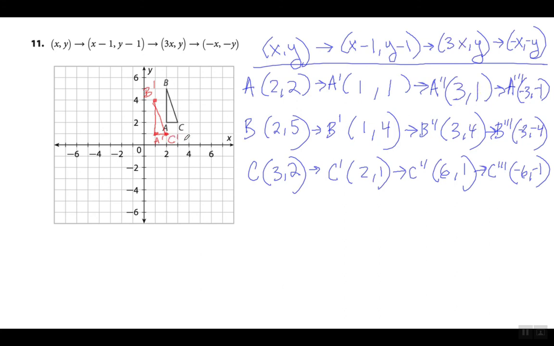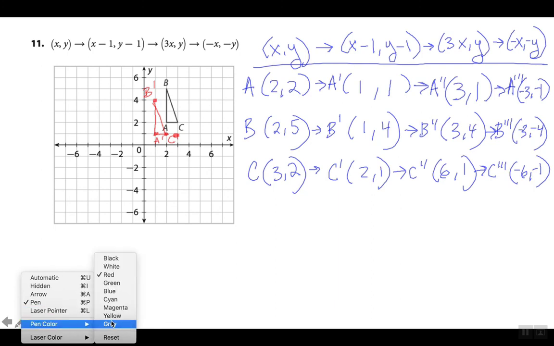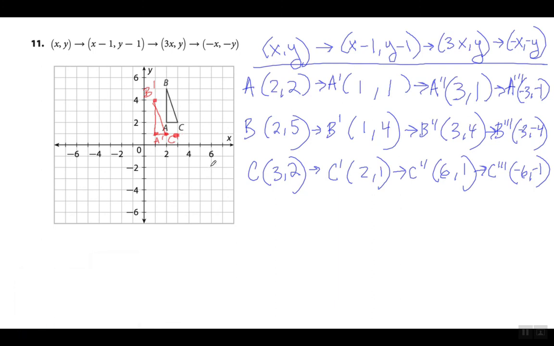A double prime is at 3, 1. You know what, let me use a different color because they're too close to each other. Let me try blue. It's about to get a little messy because everything's too close together, but what choice do I have? So 3 comma 1, and that's going to be A double prime. B double prime is at 3 comma 4. And C double prime is at 6 comma 1. So that one's in blue.